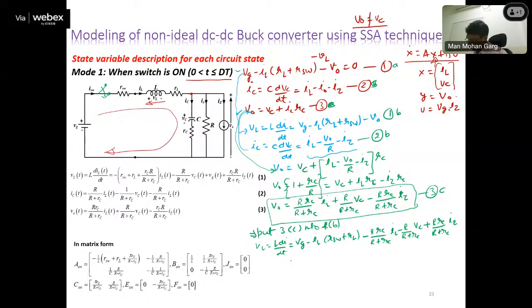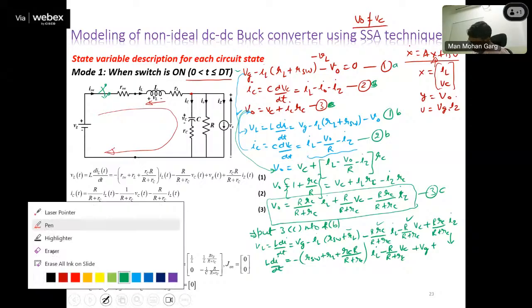We simplify this. Upon simplification, I again arrange it in terms of IL first. So minus IL, this term will be there, RSW plus RL, then this entire term plus RC R upon R plus RC into IL. So these two IL terms have been covered. Now next is the term of VC. VC has only a single term, so we put this term as it is. This term is covered. Now next is the input voltage VG, and the third one is IZ. This term will be as it is over here. Now this is L di by dt. If you want to solve this for di by dt, then what do we need to do?